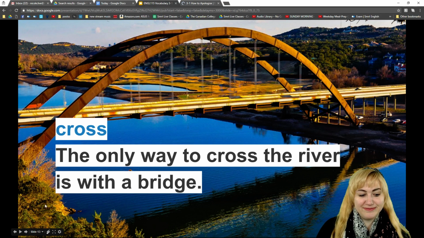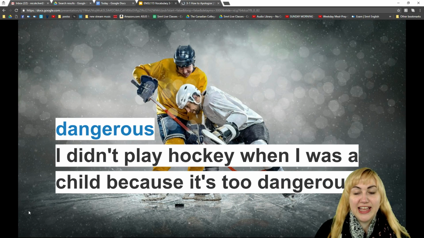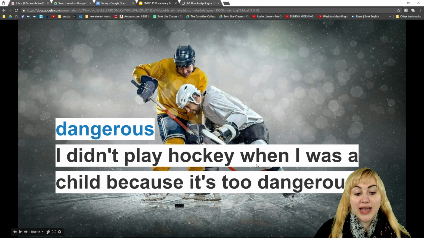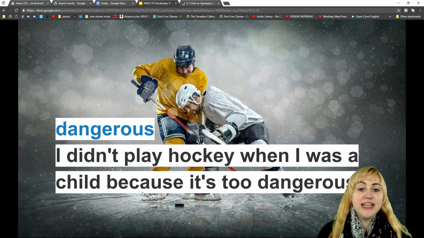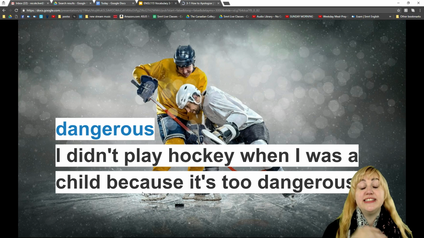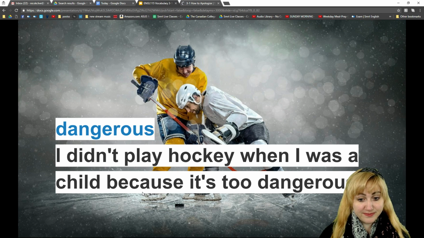All right, let's do 3 more. So word number 3 today is dangerous. Dangerous is an adjective. So our example sentence says, I didn't play hockey when I was a child because it's too dangerous. So dangerous means that something has danger, it has risks, it is not safe. So dangerous is the opposite of safe. So sometimes sports are dangerous. Driving too fast is dangerous.